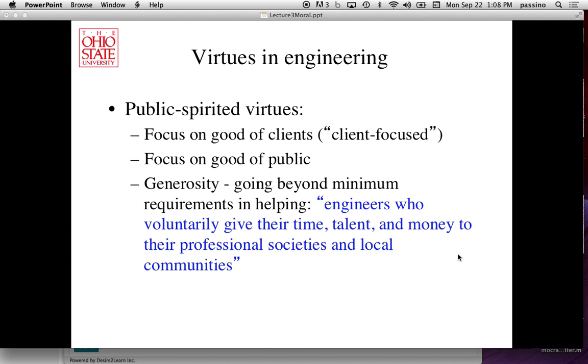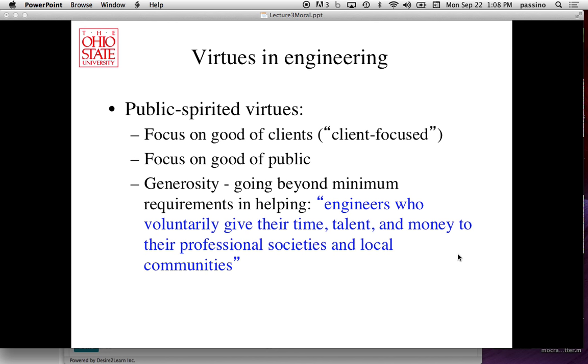Focusing on the good of your clients, being client-focused. Many companies are client-focused, right? Because they know who's paying the bills. I mean, they know who the customer is, and they want to make sure that they're satisfied. You want to be a good customer-focused organization and individual to make sure that you're doing honest work and you're giving them a good product, and then they're giving you reasonable pay for that product.